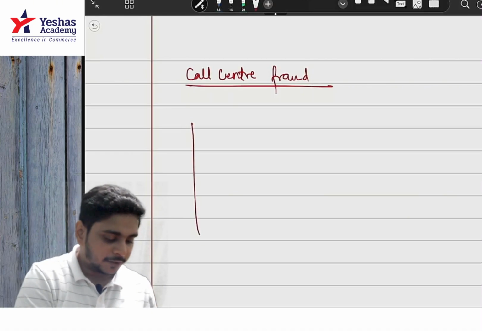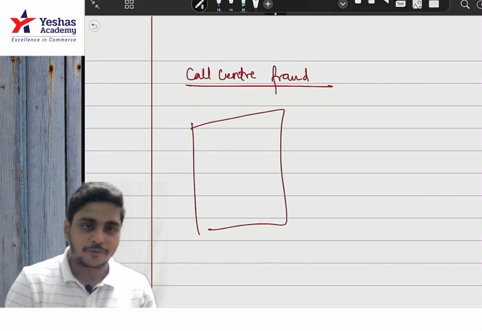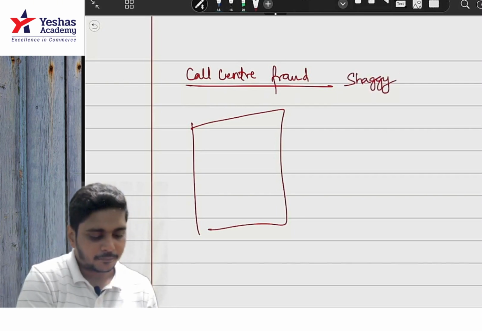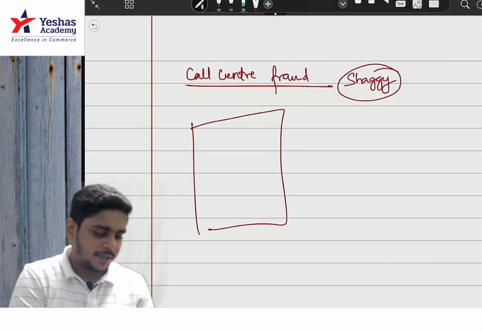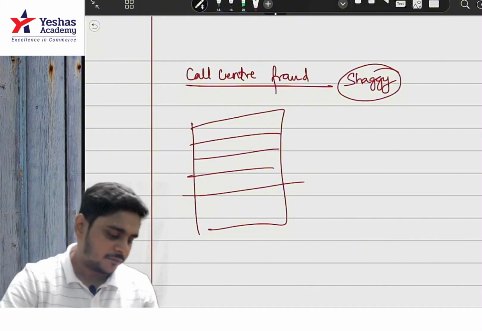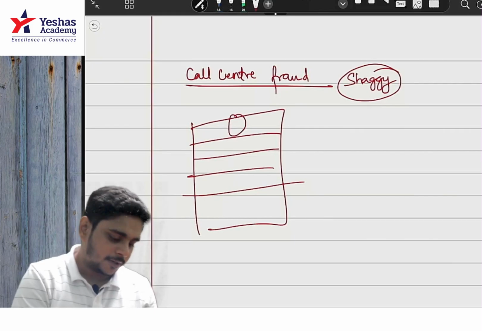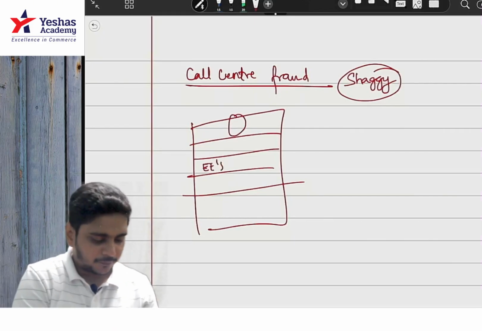There was a building, an under construction building. There the fraud perpetrator, the guy named Shaggy, it's a real story, I will show it on Google also, had taken 4 or 5 floors of that under-construction building. On the top floor he was sitting; it was his office. Employees were sitting, let us assume, on this floor. Here it was a training room. Here it was an accounting room.